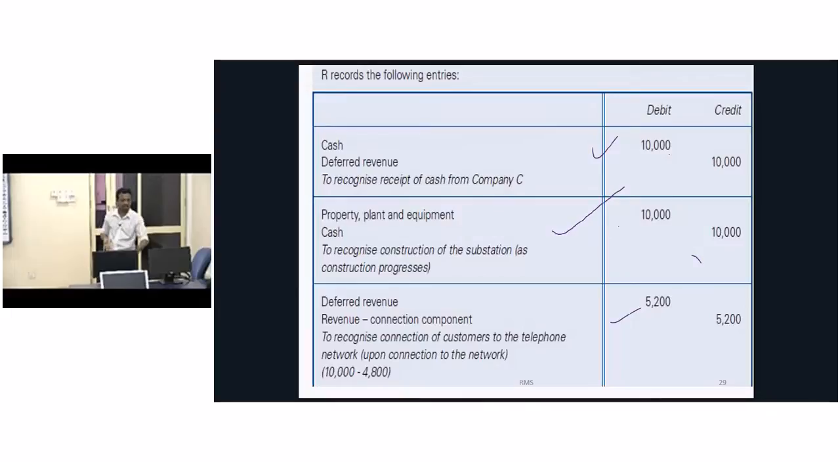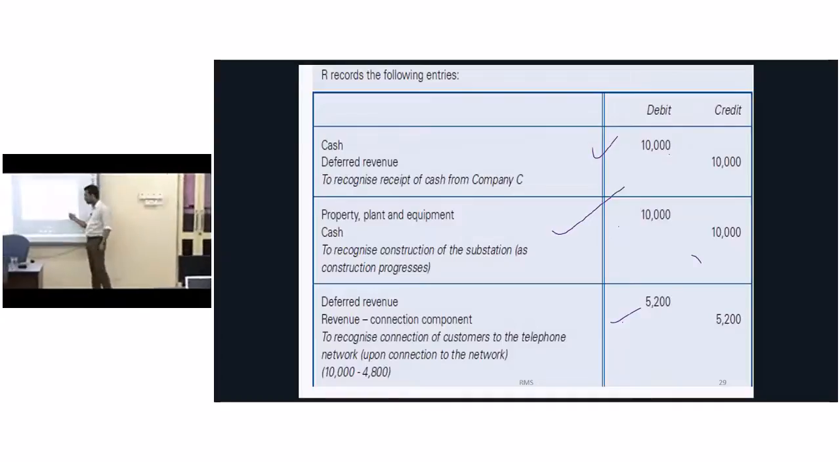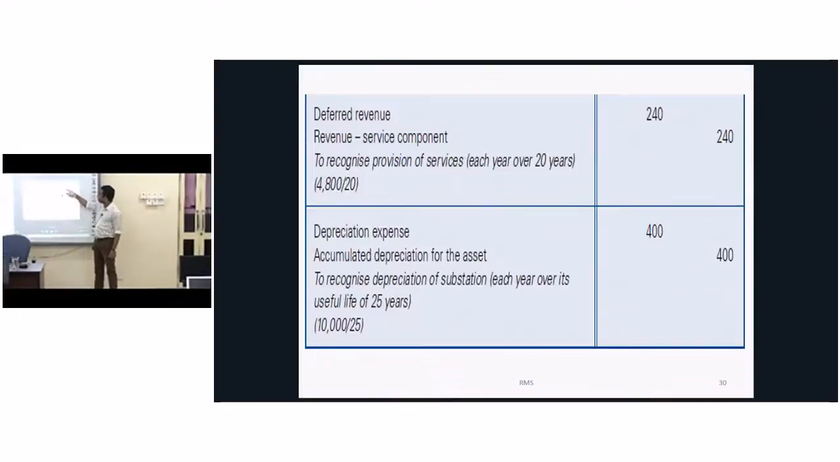Service. So therefore, this 5,200 here debit, income statement credit, and the balance deferred revenue, and those entries will remain unchanged.